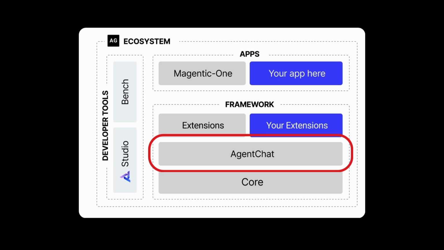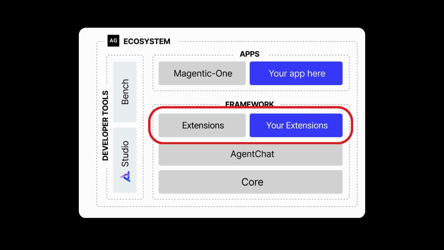Now, don't worry about this too much because you're going to see it in action soon, and it's going to become much clearer in practice. And finally, extensions. This layer enables LLM support like OpenAI, Azure OpenAI, local models using tools like Ollama, and code execution. You can also integrate vector databases, LangChain, and other tools by using existing extensions or building your own.